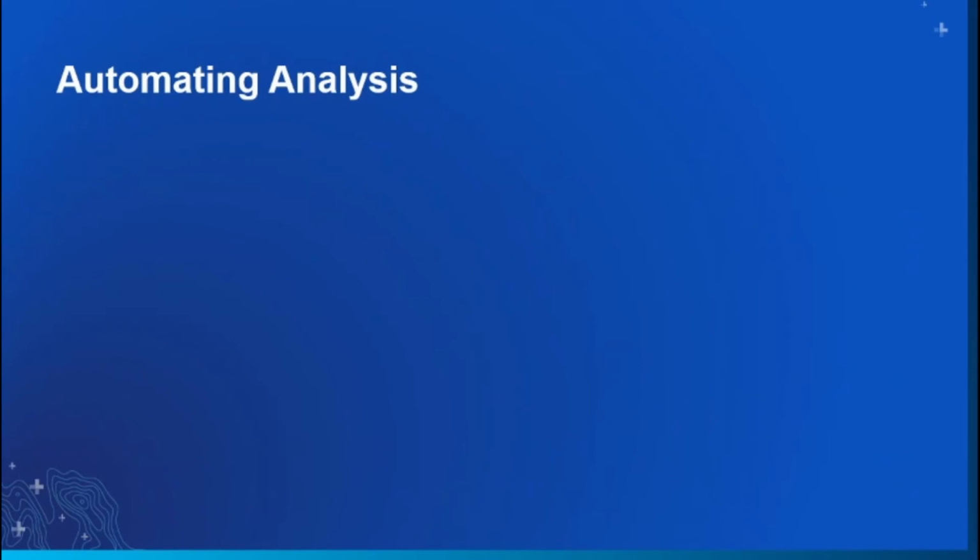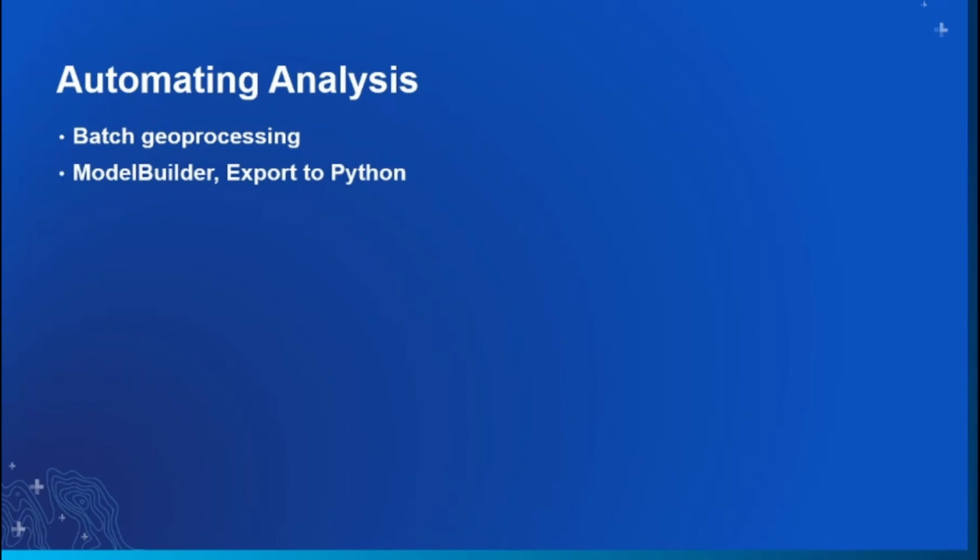Now that we've talked about a number of analysis tools, let's talk about automating analysis. You may want to run a geoprocessing tool, but run it for a large number of features. Instead of running the same tool multiple times, ArcGIS Pro provides functionality for you to do batch processing. So basically, you can run the tool in one go and target very many feature datasets.